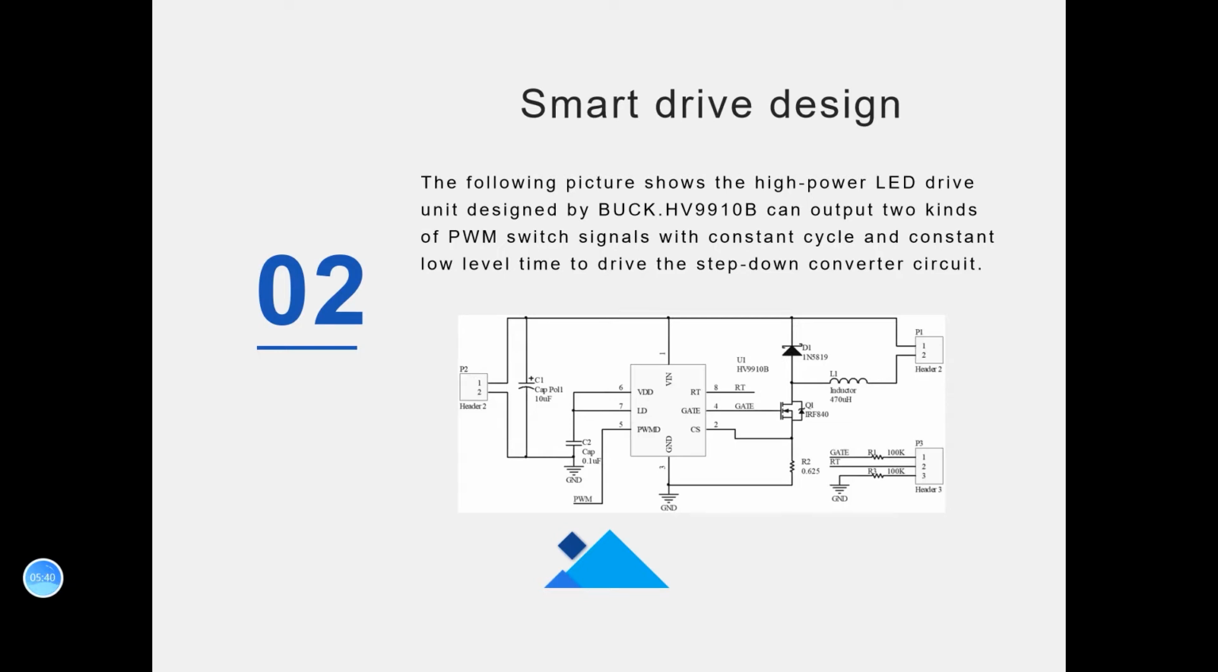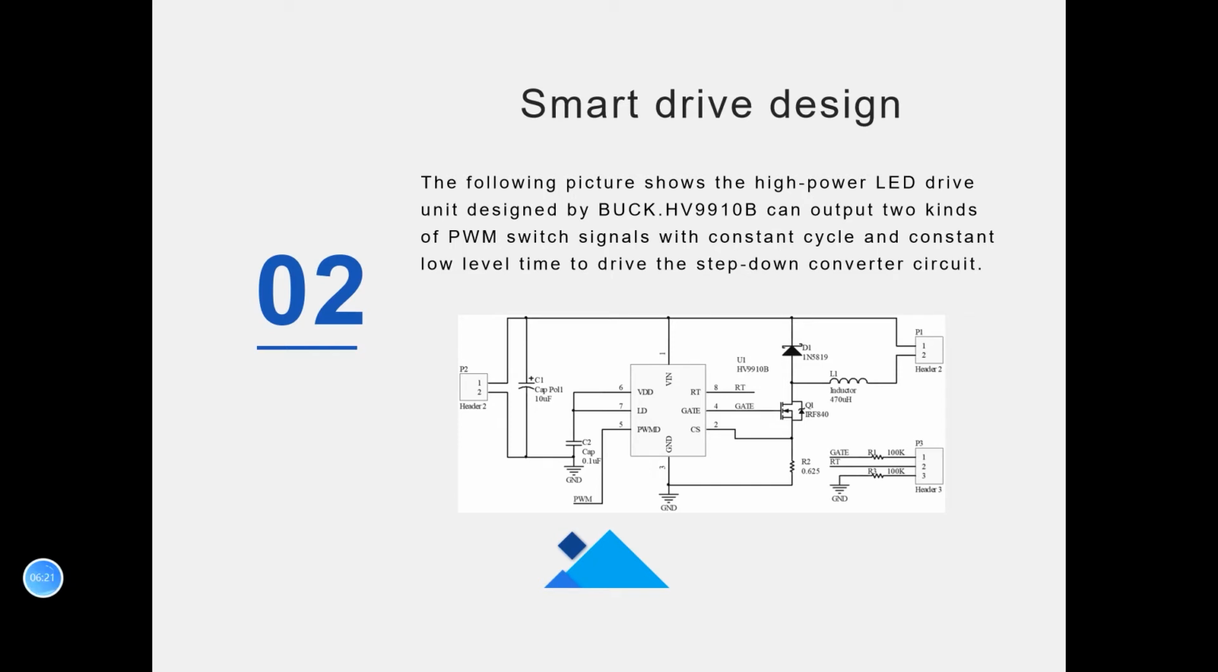The following picture shows the high-power LED driver unit designed with the HV9910B, which can output 2 kinds of PWM switch signals, with constant cycle and constant low level time, to drive the step-down converter circuit, such as a buck converter, operating in continuous current mode when the output voltage U out is greater than the input voltage U in 150%. That is, when the duty ratio of the switching signal is greater than 1.5.